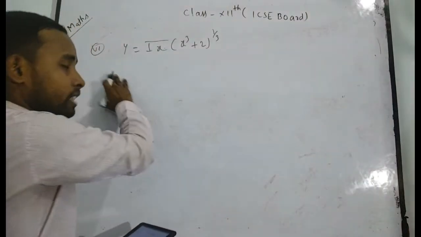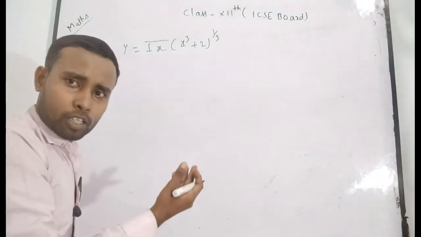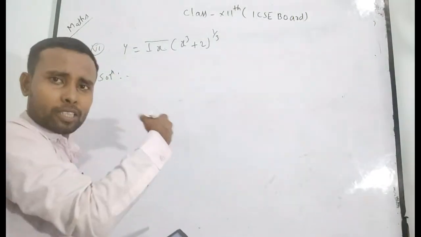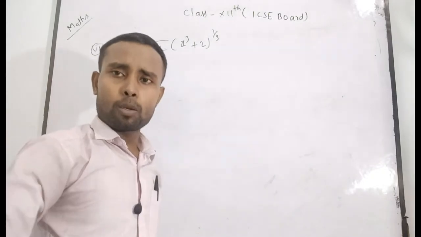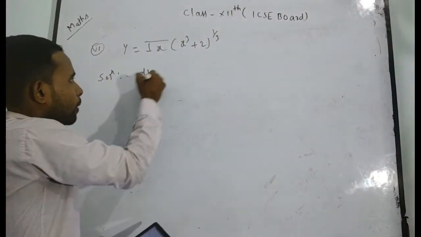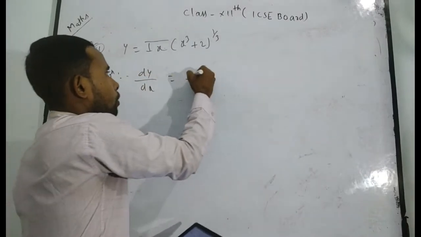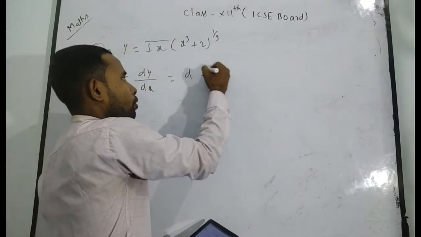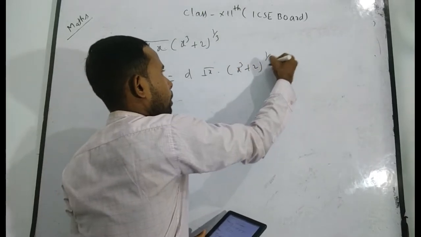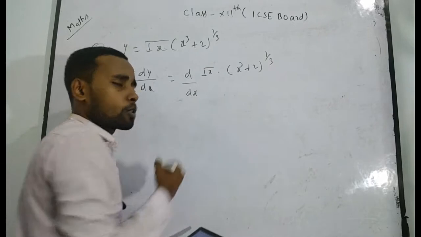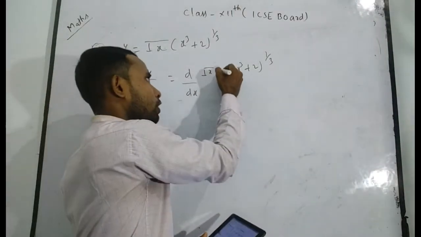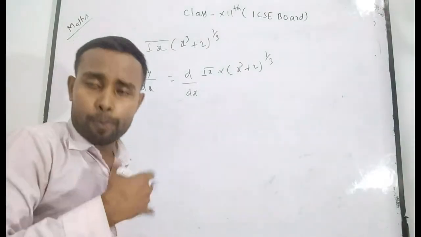You have to differentiate with respect to x again. Now how can you differentiate it? Simply write here, differentiating on both sides with respect to x. In that case you will get dy dx is equal to derivative of root under x into x cube plus 2 whole to the power 1 by 3 with respect to x. That implies that, as you know, it is written in product form.